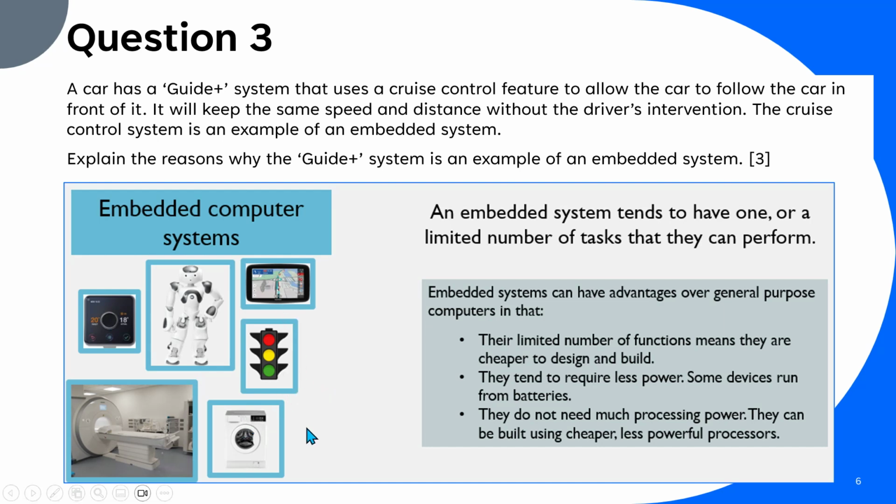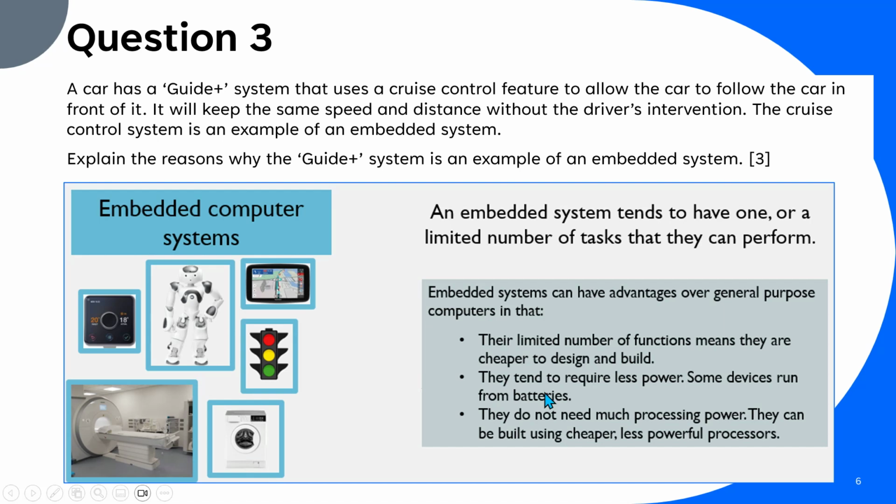As you can see from these, they have limited functions, okay? An embedded system is a system that has one or a limited number of tasks that it can perform. That's the definition of an embedded system, simple as that. They've got advantages over general purpose computer systems because their limited number of functions means that they're cheaper to design and build.